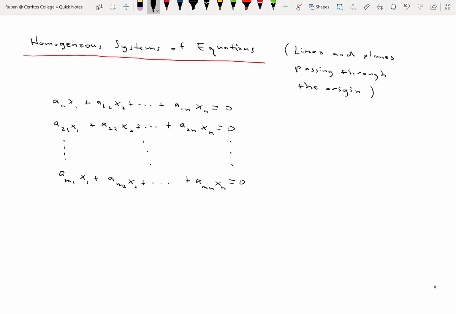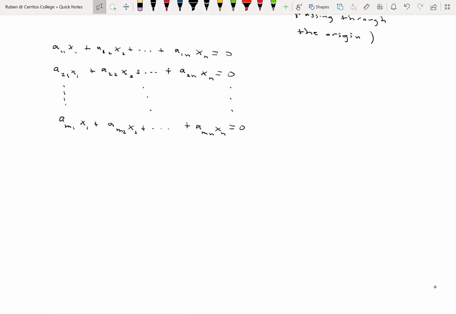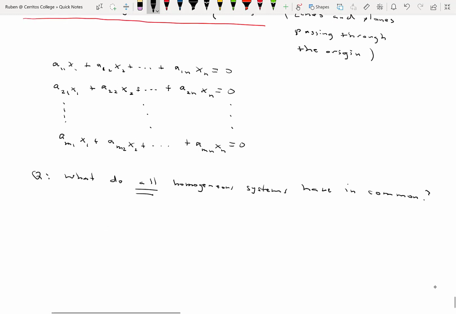Now, I want to ask an important question. This is an extremely important question I'd like you to think about. Question: what do all, no exceptions, all homogeneous systems have in common? If you're thinking, well, they all pass through the origin, well, the equations do, but what do the systems have in common?